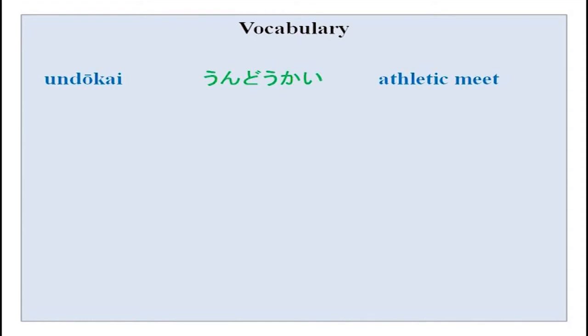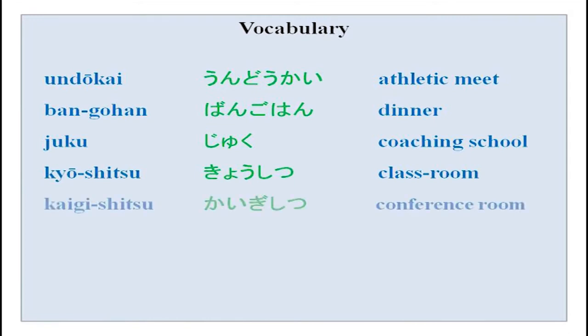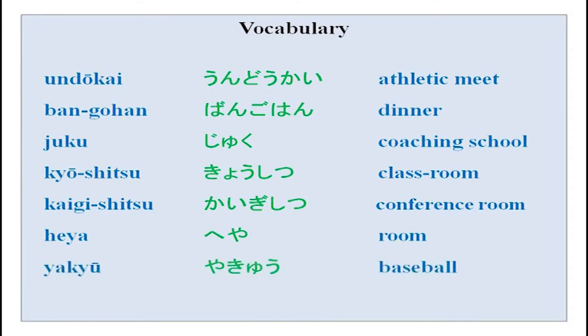Undokai. You can repeat after me. Undokai. Bangohan. Juku. Kyoshitsu. Kaigishitsu. Heya. Yakyu. Jugyo. So please, these are some new words, new vocabulary.